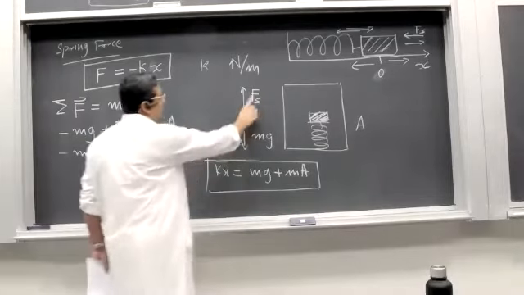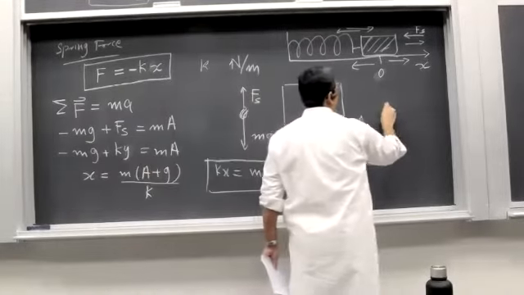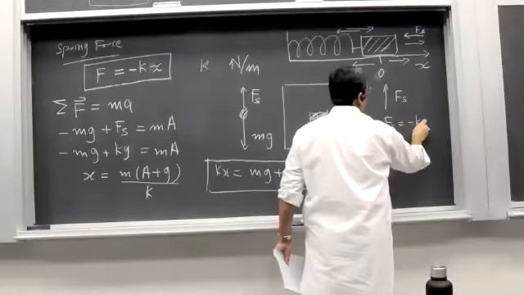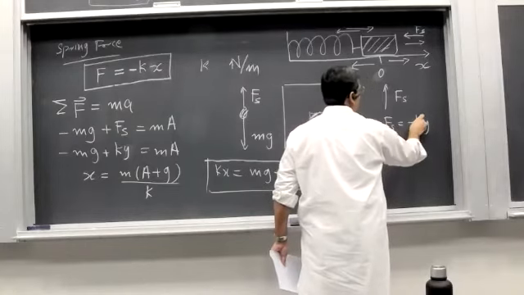Because Fs is pointing in this direction. See this, Fs is pointing upwards, and Fs is equal to minus ky in this case.